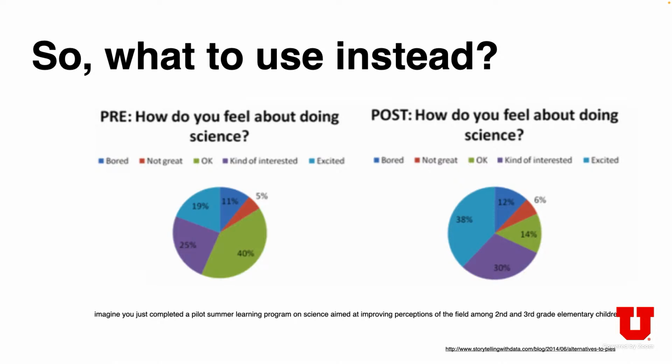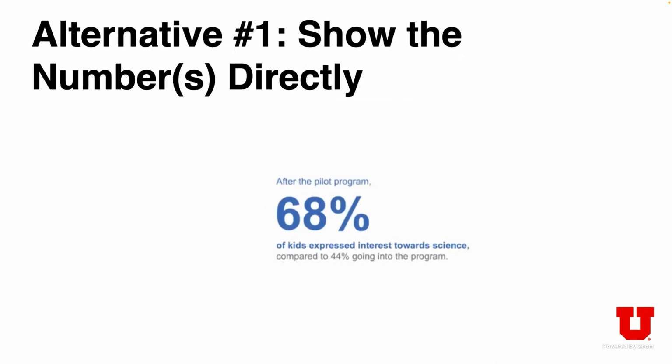Here you have survey data before and after some kind of summer learning program in kids, their attitude towards doing science. And you can spot trends in this data, right? The green okay part went all the way down, the bluish 19% went all the way to 38. So kids generally feel more excited about science. But one thing you can do is just list out the number. If that's what you mostly care about, that people's attitude towards science increased, then you can literally state that in a sentence and show a number.